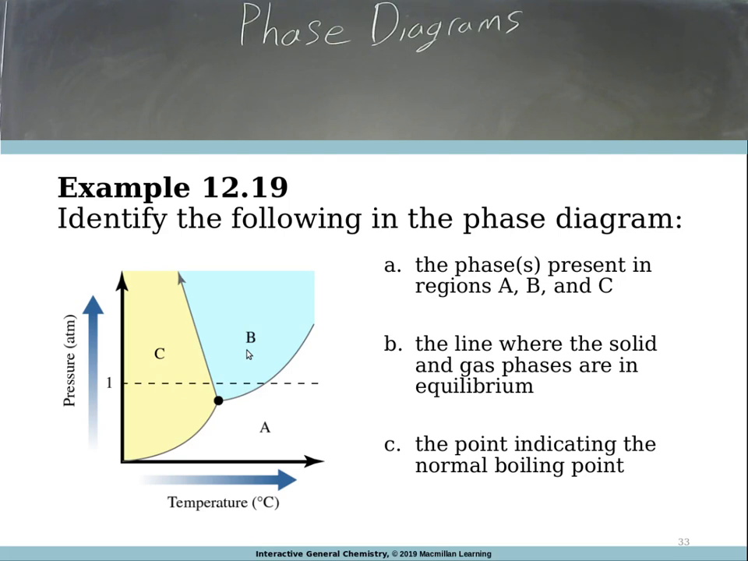Where's the line where the solid and the gas phases are in equilibrium? That will be this one that starts in the corner and curves up until it reaches the triple point. And what is the point indicating the normal boiling point? Well, we'll take the pressure of 1 atmosphere, we'll extend that across until we find that liquid-vapor phase boundary, and then that is where the normal boiling point is. We could go down and see what temperature is on the x-axis to determine the normal boiling temperature.